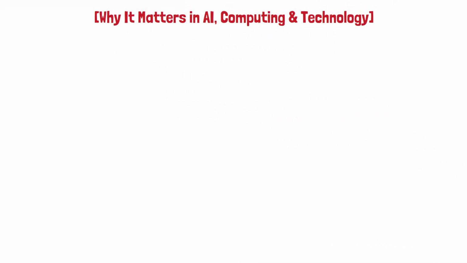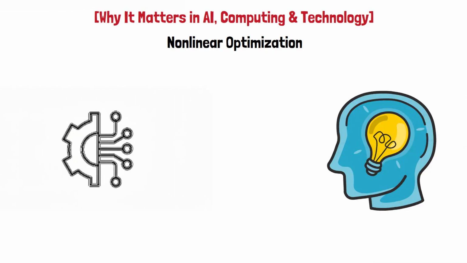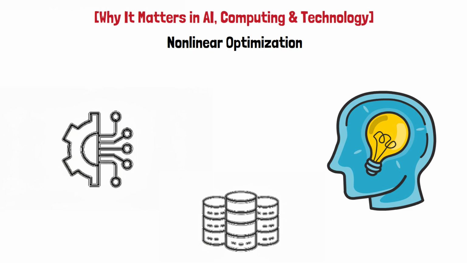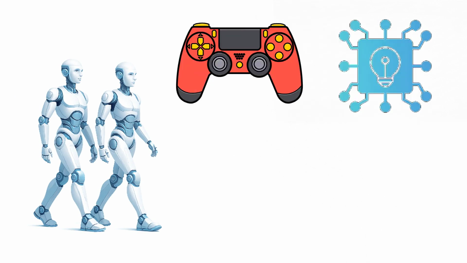Why it matters in AI, computing, and technology. Nonlinear optimization is the engine that powers intelligence. In deep learning, it's what allows models to learn from massive datasets and improve performance over time. In reinforcement learning, optimization guides agents to discover strategies in robotics, gaming, and autonomous systems.